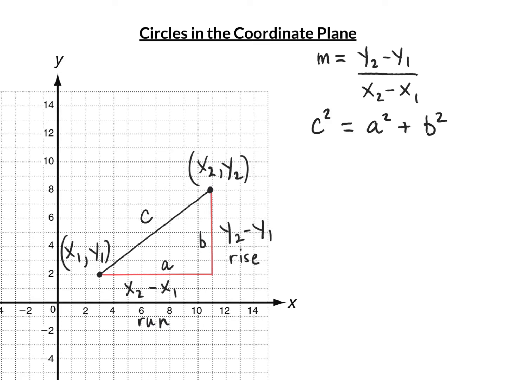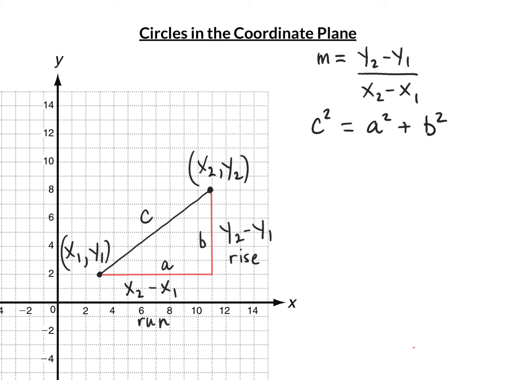Circles in the coordinate plane. Remember that triangle we created when we were finding the slope of a line? We picked 2 points on the line. We subtract the y's to get the rise, and we subtract the x's to get the run.